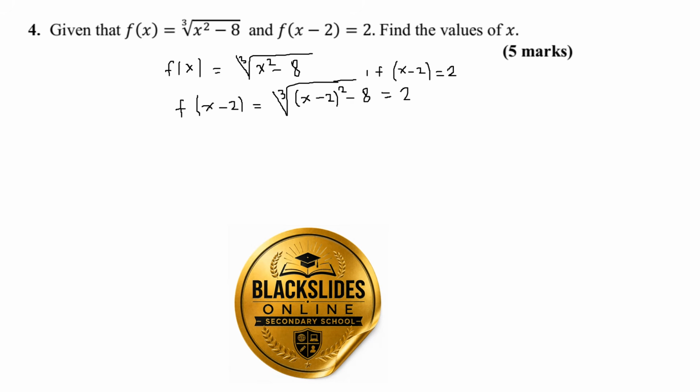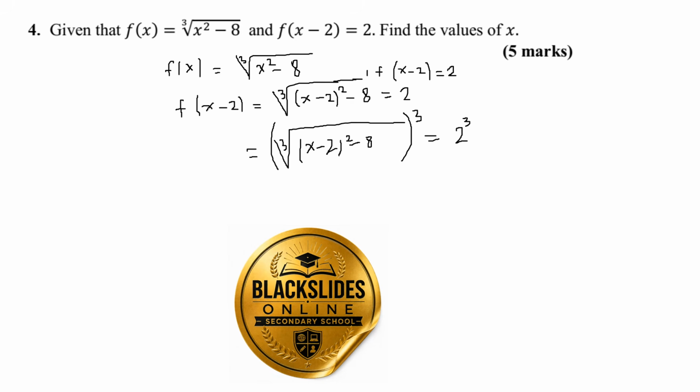So the next thing we need to do is to remove the cube root sign. One way to do that is to cube both sides, to raise both sides to the power 3. That's called cubing. So we raise the left-hand side, x minus 2 power 2 minus 8, this whole thing to power 3. And since we are dealing with an equation, we also have to raise the 2 to the power 3.